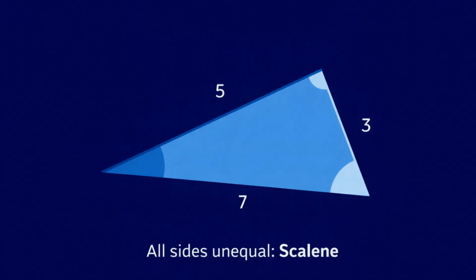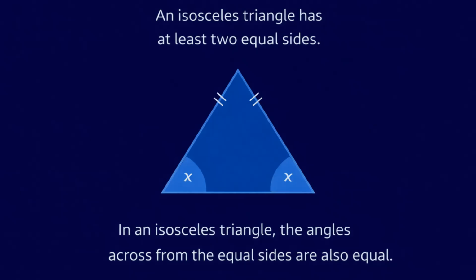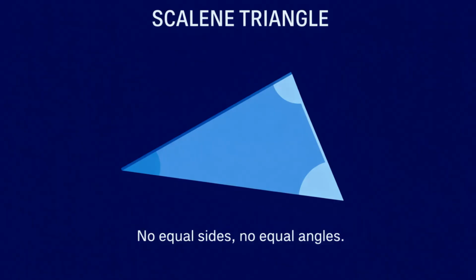When you classify a triangle by side length, you're just noticing whether the sides are equal or different. An equilateral triangle has 3 equal sides. When all 3 sides are equal, all 3 angles are also equal, and each angle measures 60 degrees. An isosceles triangle has at least 2 equal sides. In an isosceles triangle, the angles across from the equal sides are also equal. A scalene triangle has no equal sides at all, which means none of its angles are equal either. Classification here is about noticing what you see, not proving anything.